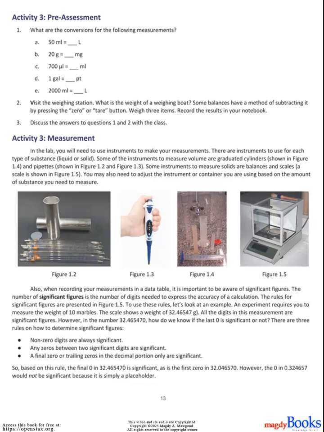There are 3 rules on how to determine significant figures. 1. Non-zero digits are always significant. 2. Any zeros between 2 significant digits are significant. 3. A final zero or trailing zeros in the decimal portion only are significant. So, based on this rule, the final zero in 32.465470 is significant, as is the first zero in 32.046570. However, the zero in 0.324657 would not be significant because it is simply a placeholder.